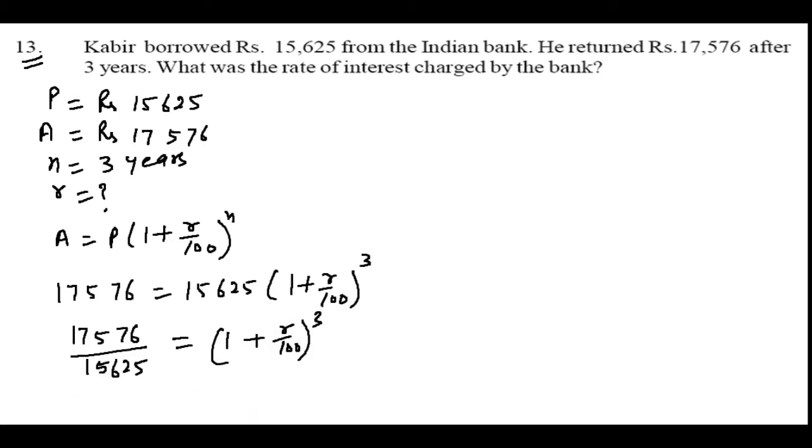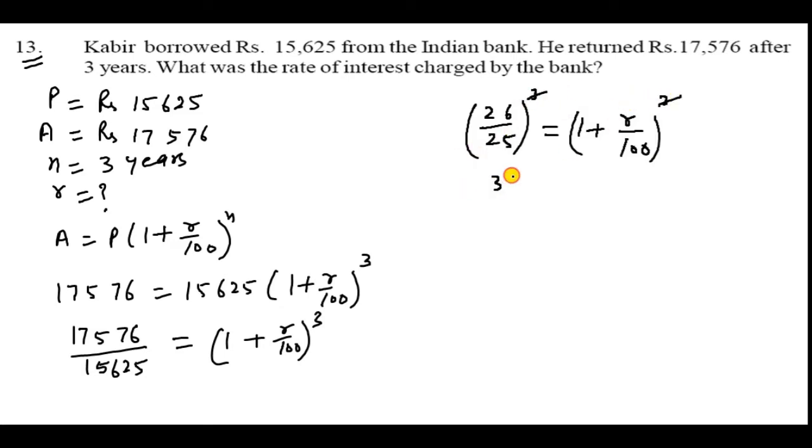So let us see what will happen in this exercise. Now it is (26 upon 25) whole power 3, and here is (1 plus R upon 100) whole power 3. So the power 3 will be cancelled out on both sides. So we get 26 upon 25 is equal to 1 plus R upon 100.